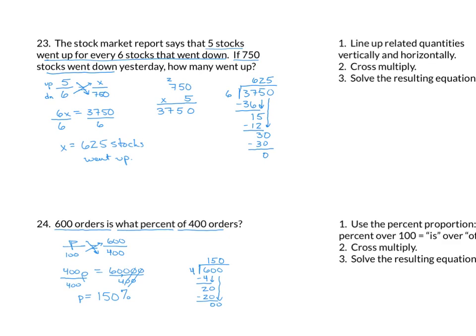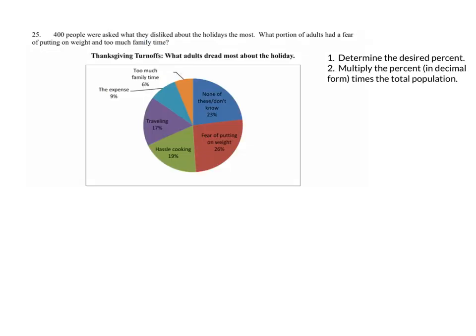All right, let's look at a couple more. 25, we have our circle graph. Remember that we have percents, and so this is going to be percent times the total. So we have 400 people were asked what they disliked about the holidays most. We want to know what portion of adults had a fear of putting on weight and too much family time.